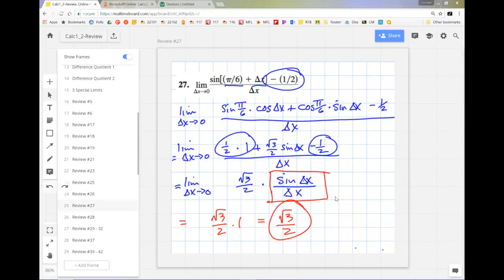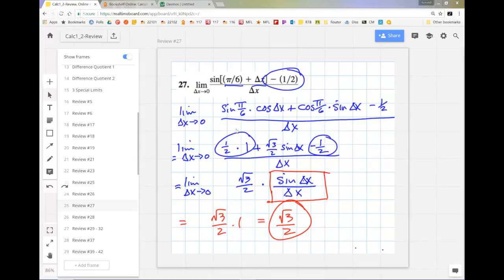All right, now we can start playing around. We know what the sine of 30 degrees is. That's 1/2. And the cosine of delta x, as delta x approaches 0, what's the cosine of 0? 1. So I made those two substitutions, plus the cosine of pi over 6, which is the square root of 3 over 2, times the sine of delta x. I can't substitute that because what's the sine of 0? I guess I could have. But anyway, let's just leave it in there. The sine of delta x, and then minus 1/2.